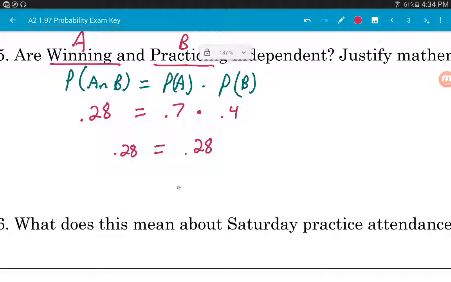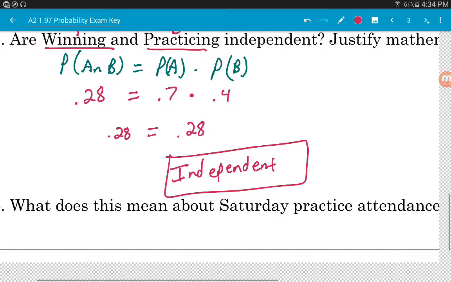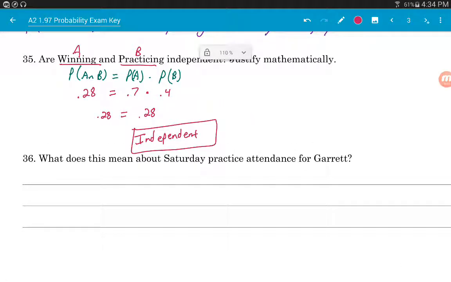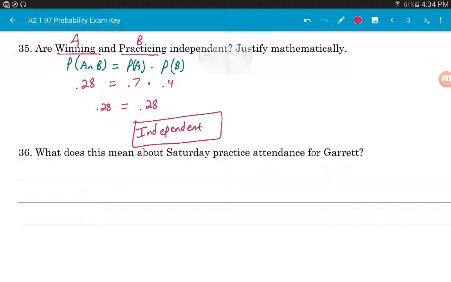Now because they are equal, that means they are independent. Now independent means that two things do not affect each other. So what does this mean about Saturday practice attendance for Garrett? It means that Garrett doesn't need to go to practice because it won't change the probability of him winning.